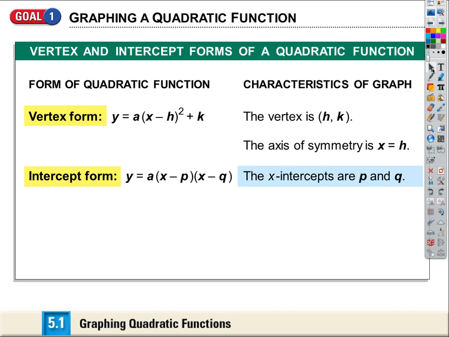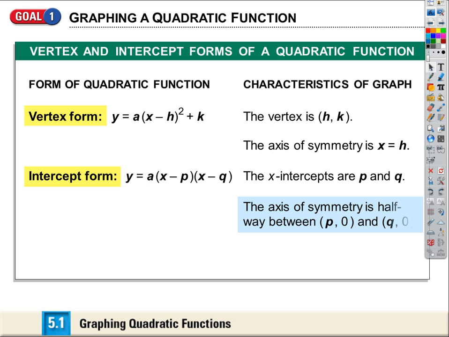So all we have to do then to graph one of these guys, instead of starting with the vertex, is start with our two cousin points, which are the x-intercepts. We just graph the x-intercepts. And we know that the axis of symmetry has to be halfway in between those, because they have to be reflections of each other. And so the x-coordinate of the vertex must just be the middle value, or the average, of those two numbers, p and q, the x-intercepts, right?